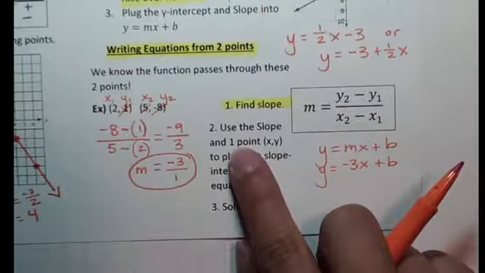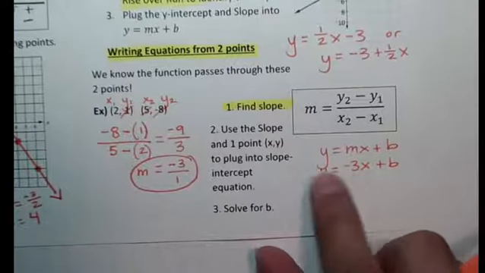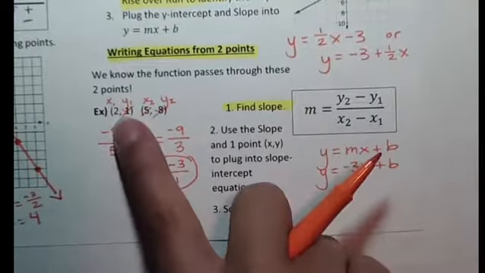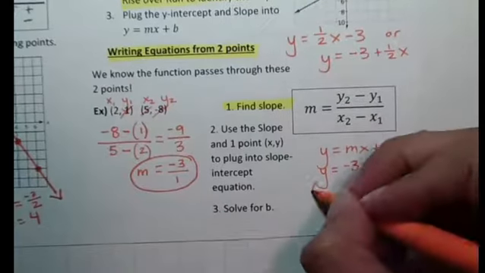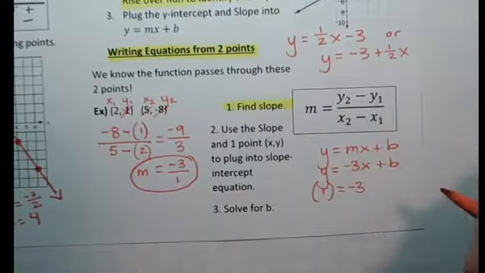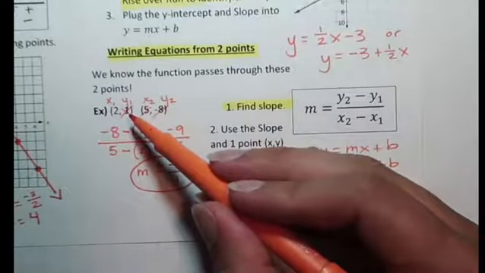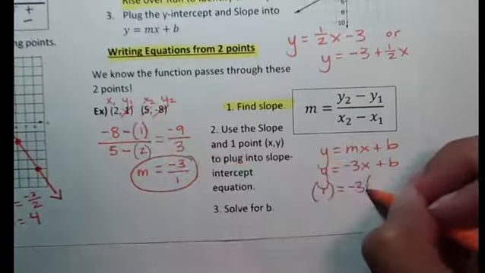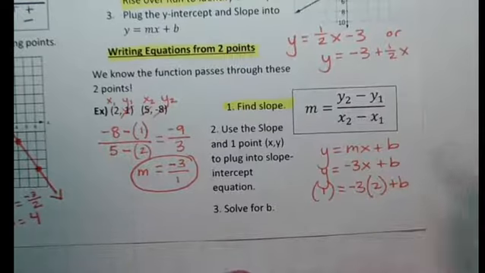Okay, and again, it said pick one of these points, which is my x and my y. Well, that's what I need. If I know an x and a y, I can plug those in. So let's just pick the first one. The x is 2 and the y is 1. So the y here is 1, my slope is -3, and the x that matches up with the y that we used is 2. And I want to find what the b is.